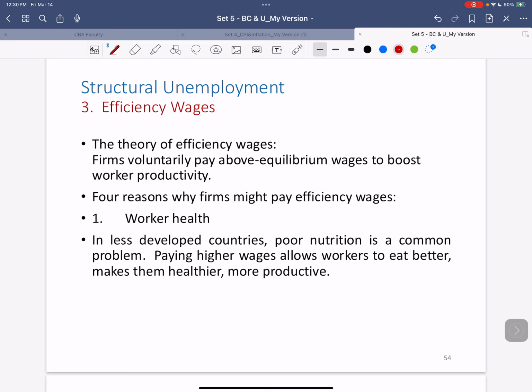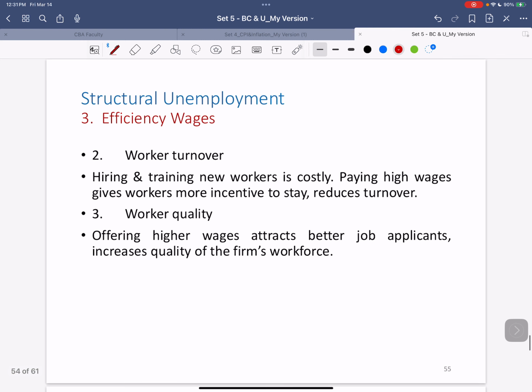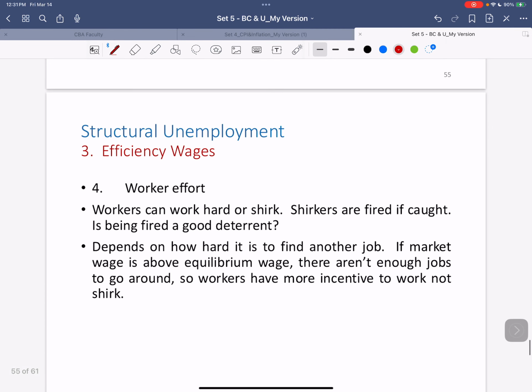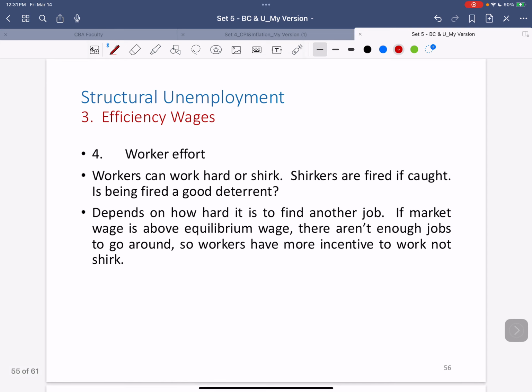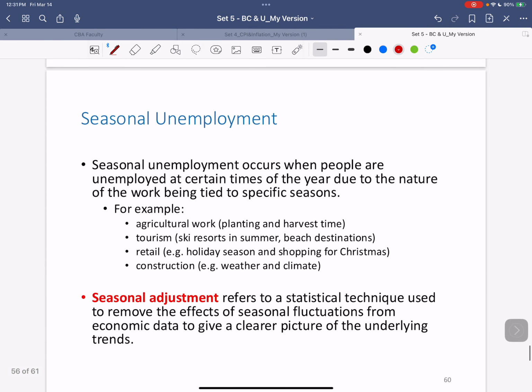Efficiency wages is a theory. The theory of efficiency wages suggests that firms voluntarily pay above the market wages to increase worker productivity. Higher wages improve worker health, reduce turnover, attract better talent, and motivate employees to work harder. So, this can also contribute to unemployment by reducing the number of positions available. When the payments are above the minimum wage, that might result in reducing the number of positions available, because the firms will not be able to afford as many employees' wages as before.